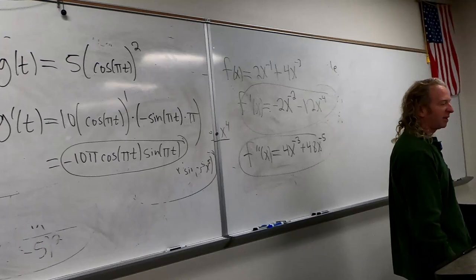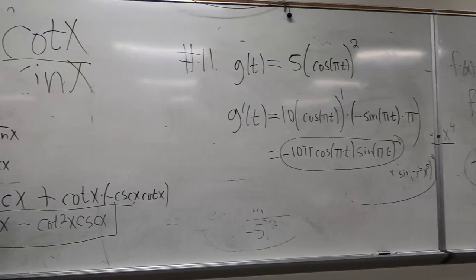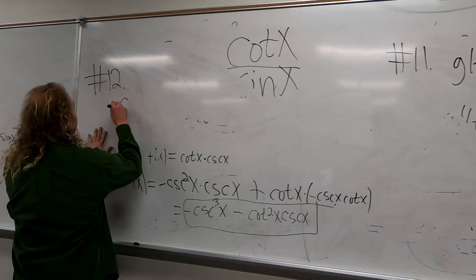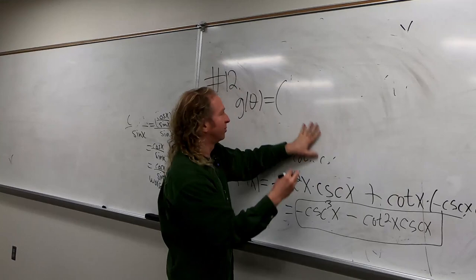I'll write it on the board. It's a really good example, a really good follow-up to this one. So g of theta, and take your time, is cosine of 5 theta cubed. 5 theta, and this is cubed. Take your time.